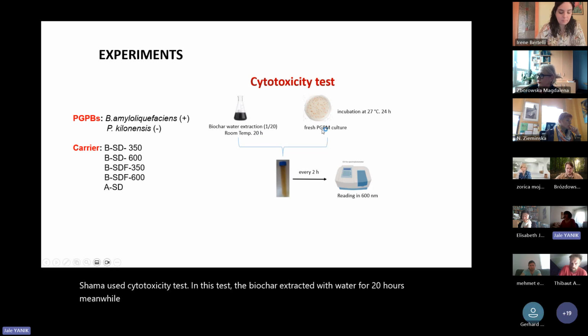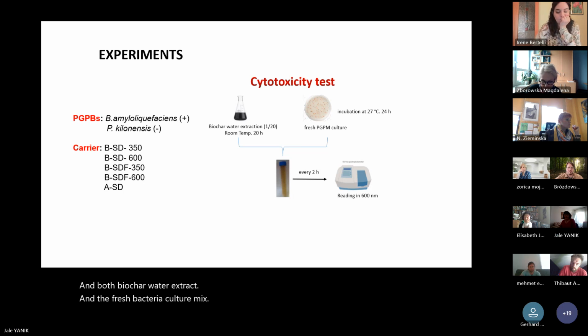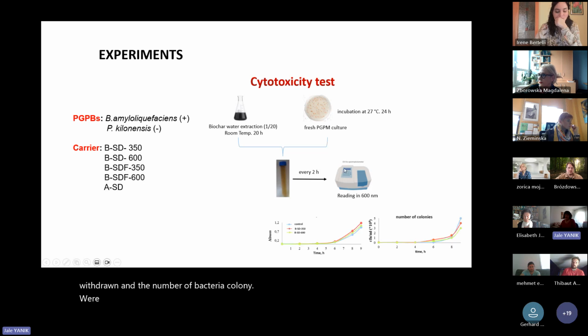Meanwhile, the bacteria culture was incubated and grown at 27 degrees Celsius for 24 hours. Both the biochar water extract and the fresh bacteria culture were mixed. Every 2 hours, 1 milliliter of solution was withdrawn by pipette, and the number of bacteria colonies was determined by using UV.